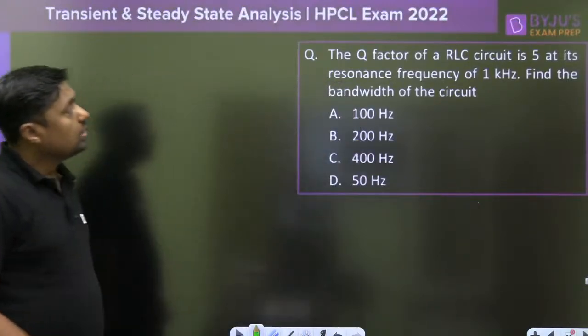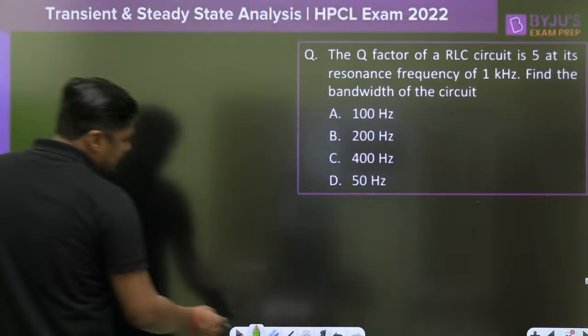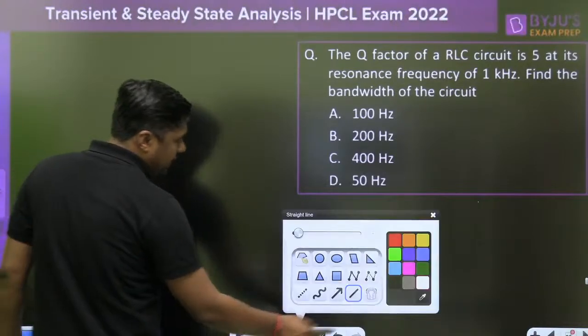Now tell me, the quality factor of a RLC circuit is 5 at its resonance frequency of 1 kHz. Simple RLC circuit has the quality factor.